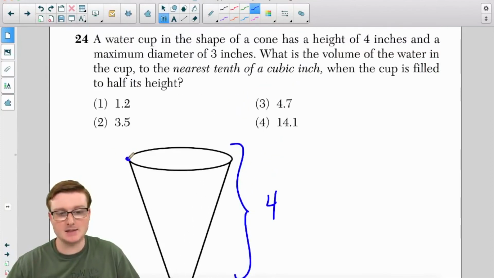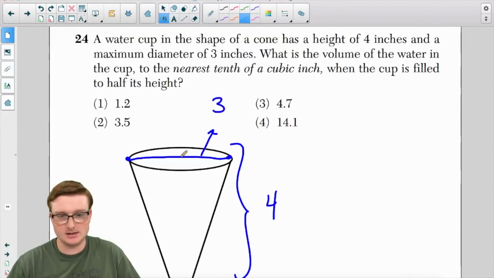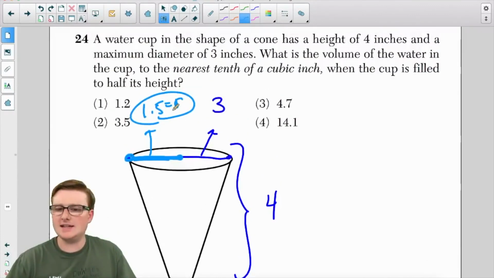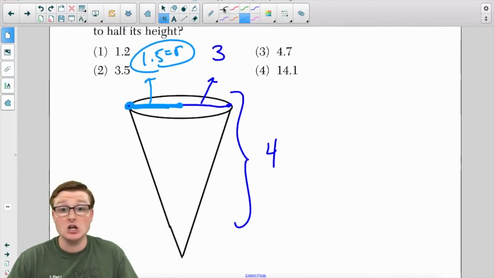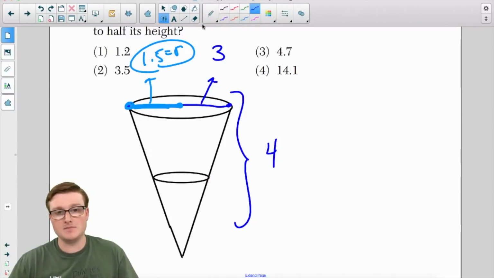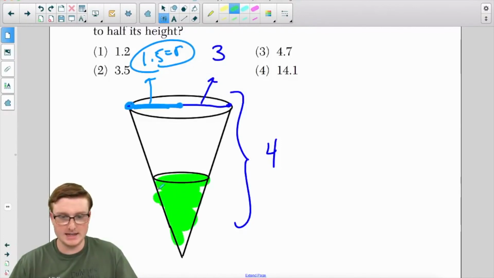And it says that it has a maximum diameter of 3 inches. So therefore, your radius from one point to the end is going to be 1.5. That's your radius. Okay? And then it says here, what is the volume of the water in the cup to the nearest tenth of a cubic inch when the cup is filled to half of its height? So, to half of its height, that's right here. Now, we need to find the volume of this, ladies and gentlemen. We need to find the volume of this right here.